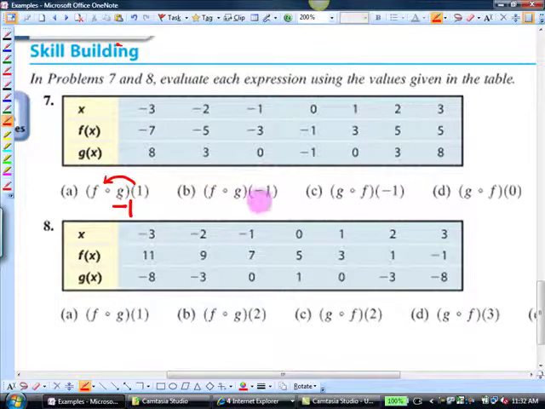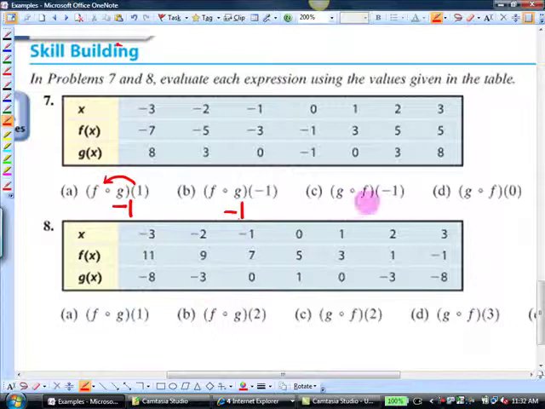Let's do f of g of -1. We go to -1 on the x, g of that is 0, and then go to 0, and it's -1 as well. Are we seeing how that's working?